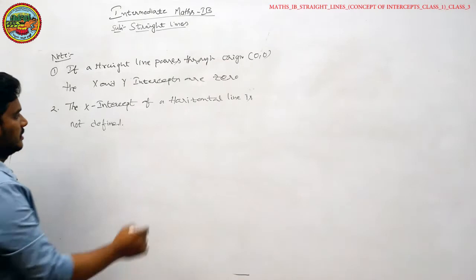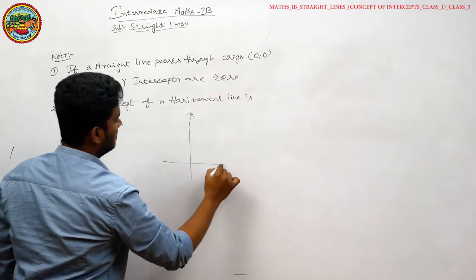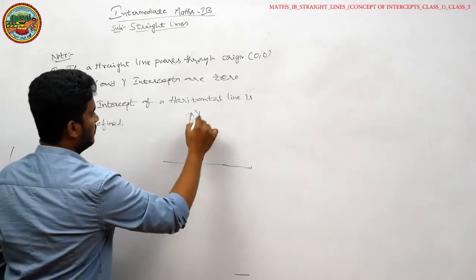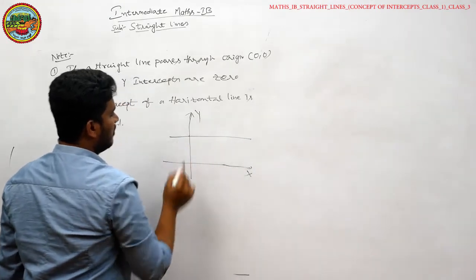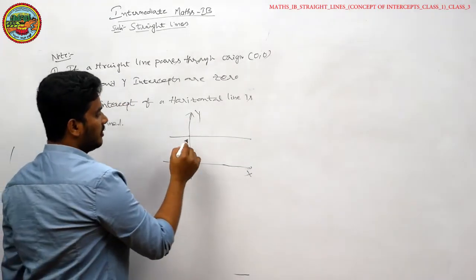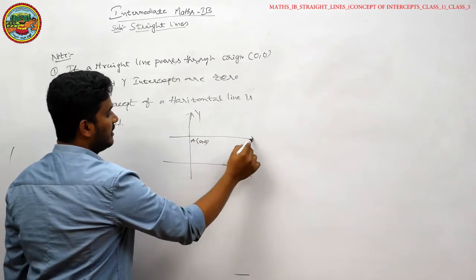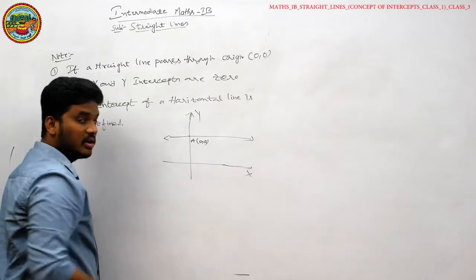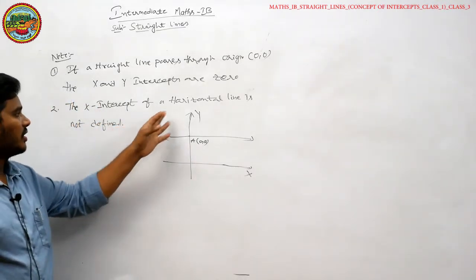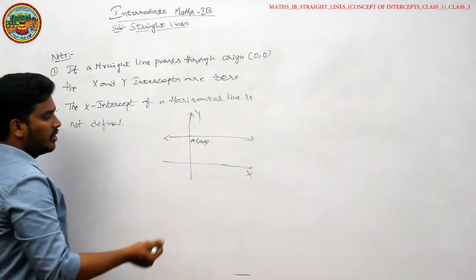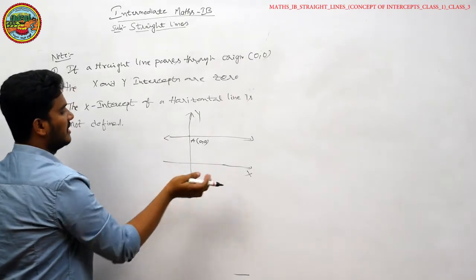What is a horizontal line? A line parallel to the x-axis is called a horizontal line. Here this line intersects only the y-axis. Suppose this point is 0 comma a. It is parallel to the x-axis but does not intersect it. Therefore the x-intercept of a horizontal line is not defined, because the horizontal line does not intersect the x-axis.